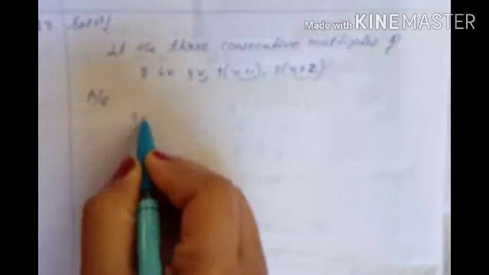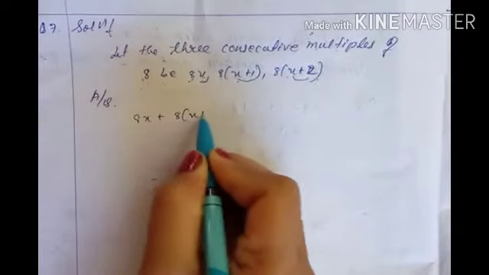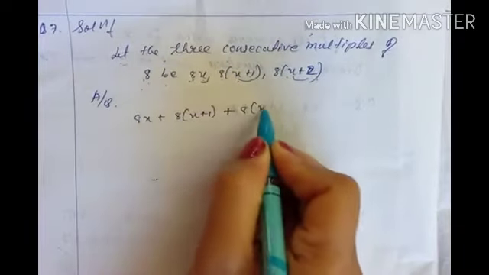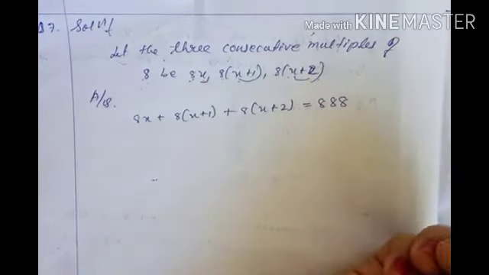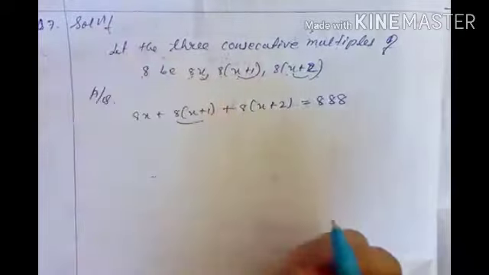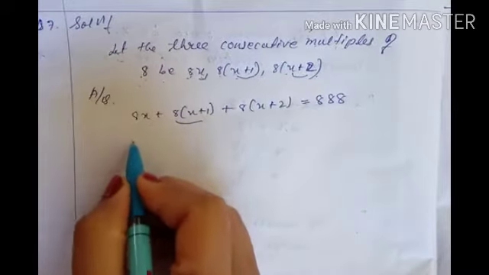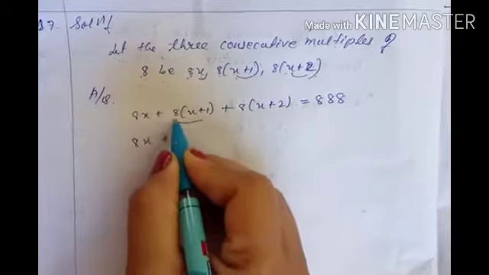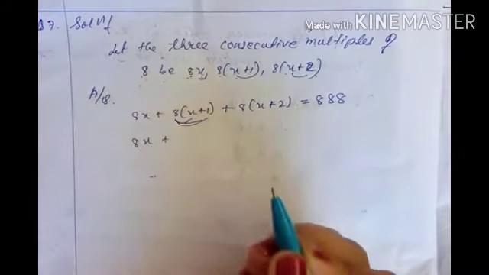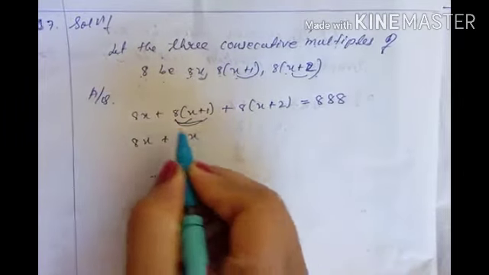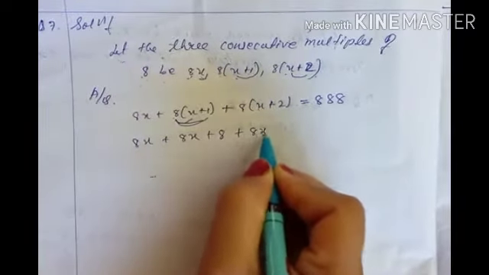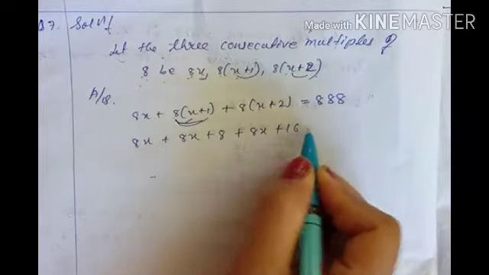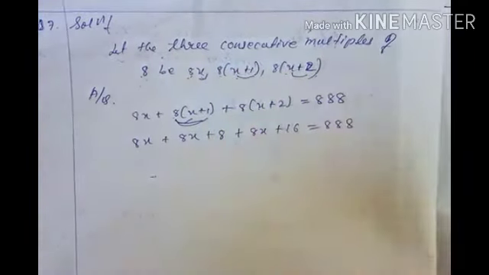Now if you add all these values according to the question, 8x plus 8 times x plus 1 plus 8 times x plus 2 is equal to 888. Now what will you do? You will break this bracket, isn't it? This is the distributive law. So 8 will multiply with x and also with 1. 8 into x becomes 8x. Now 8 into 1 is how much? 8. Plus 8 into x, 8x. Now 8 into 2 is how much? Plus 16 is equal to 888.